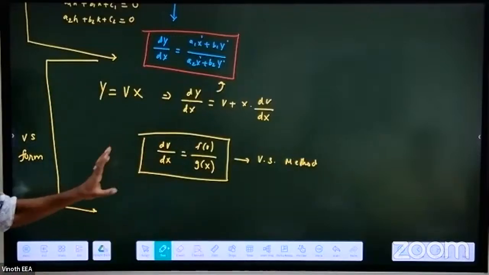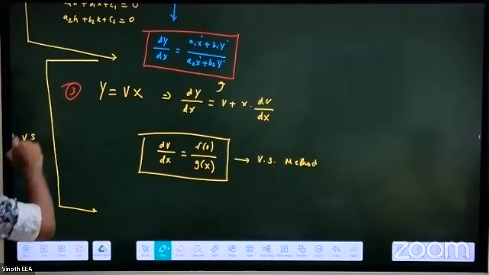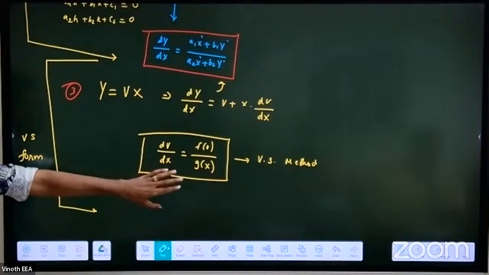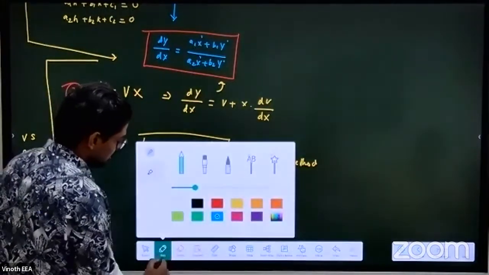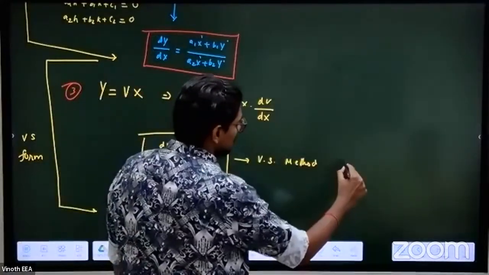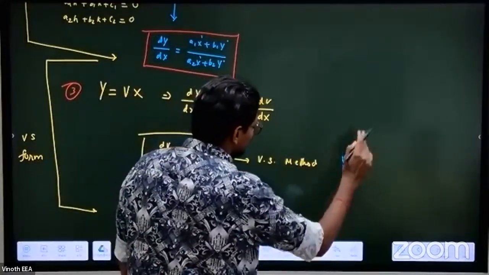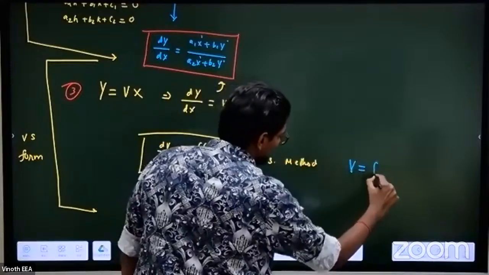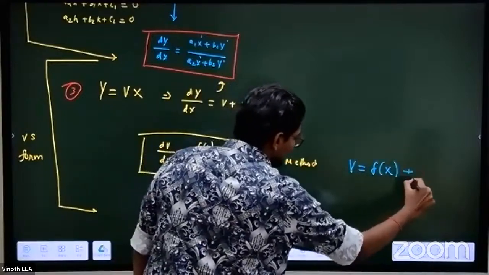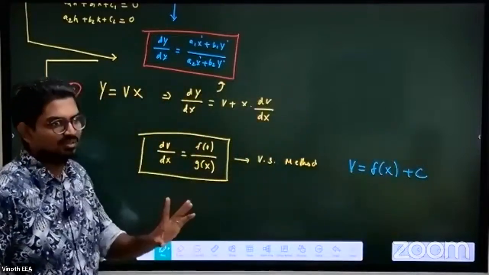Understood? That is the third step. Using the variable separable method, what will I end up with? I will end up with capital V, sorry, not capital Y, capital V is equal to some function of capital X plus C, like that an equation will be obtained.